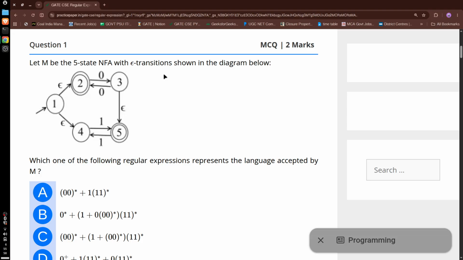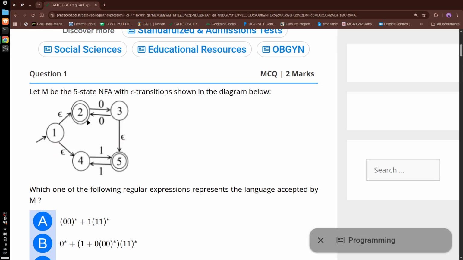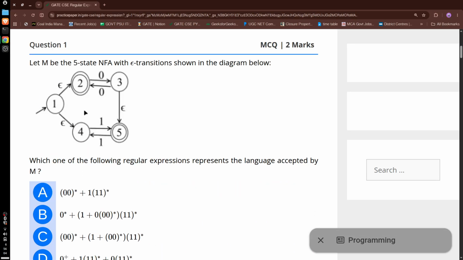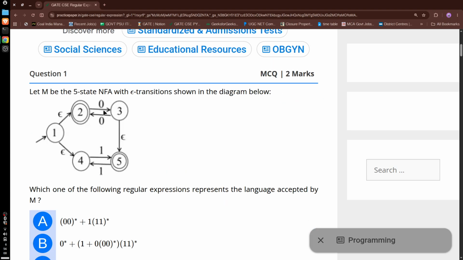In TOC, the first topic we have is regular expression. In regular expression, we can see in this video what type of questions come, what type of concepts they are asking, and how to solve them. Okay, let me just tell you a few things.